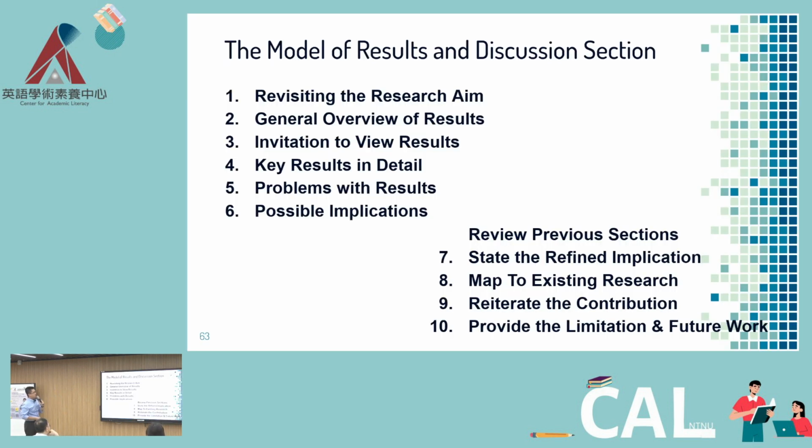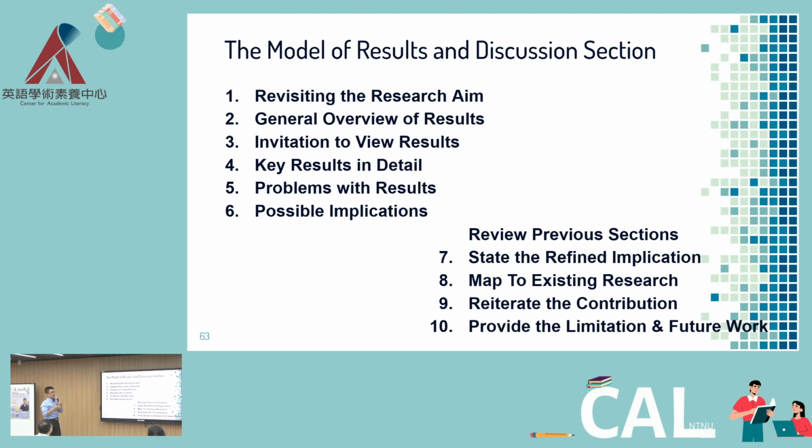So for results and discussion, we have those 10 elements. First, you're going to revisit your research aim. Before you present your results, you tell your readers what goal you are going to achieve, and then you provide a general overview of your results. Then you invite them to see the picture: the results can be seen in table 1, presented in table 2. Then you give a focus to the key results, what your audience has to know, the most important results. And then you talk about some problems, because for simplicity you make some choices, and you provide some fix.